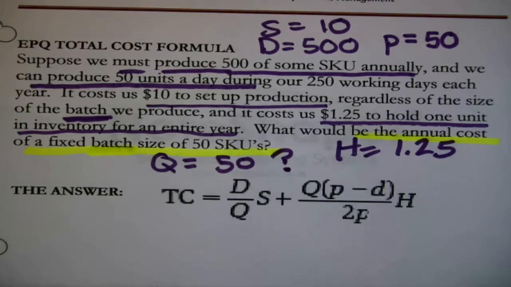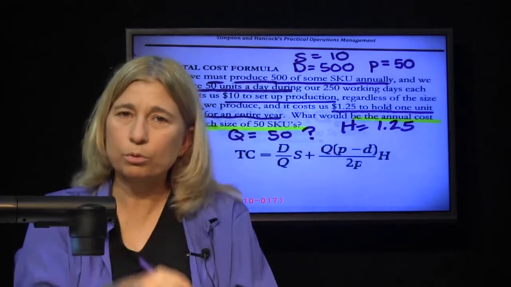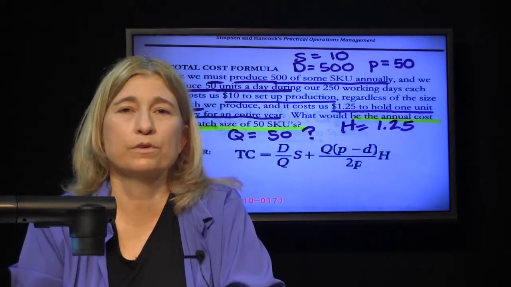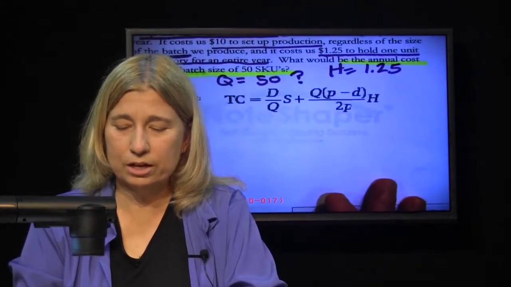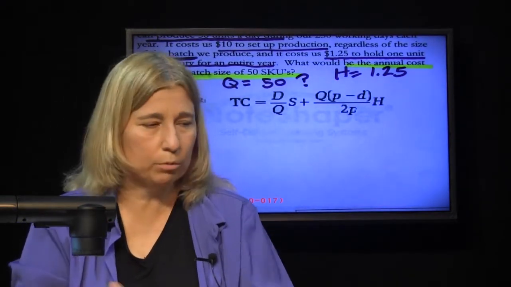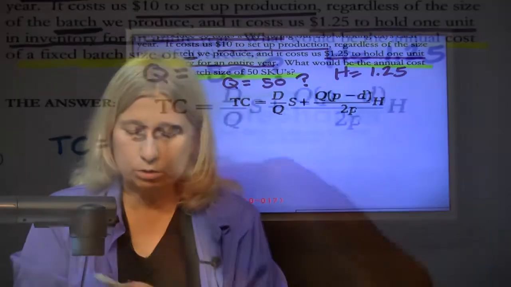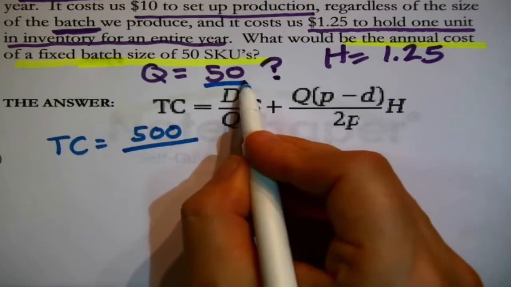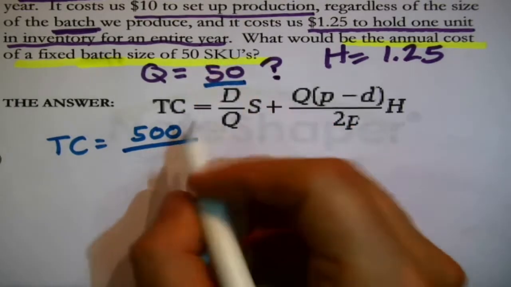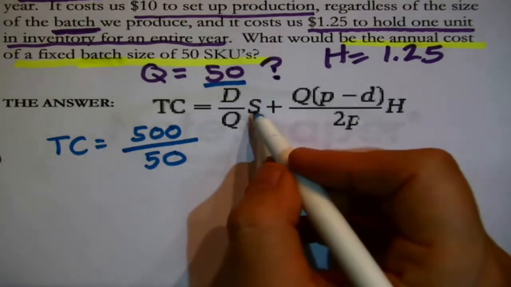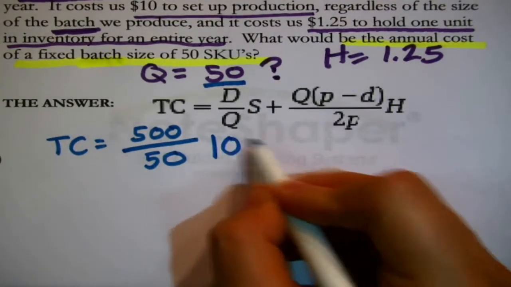That is asking, what would be the total annual cost if Q, we always use capital Q for the order size or the batch size. All right, what if it's 50? Well, you can see where this is headed. We just need to fill out that formula. It looks like we pretty much have what we need. All right, total cost. Let's see, D. Oh, we found D. D was 500. 500 needed over the course of a year. The Q, the particular batch size that we're investigating, because that's what they asked, is 50.